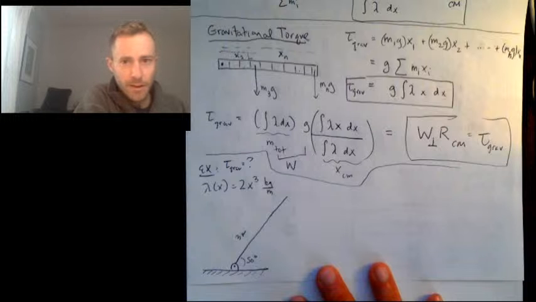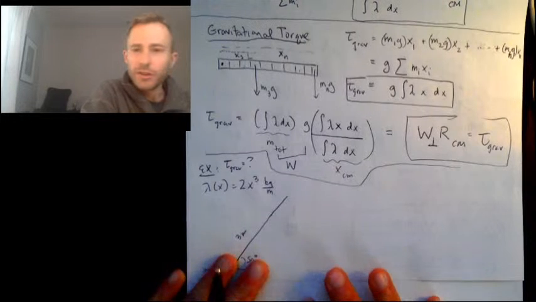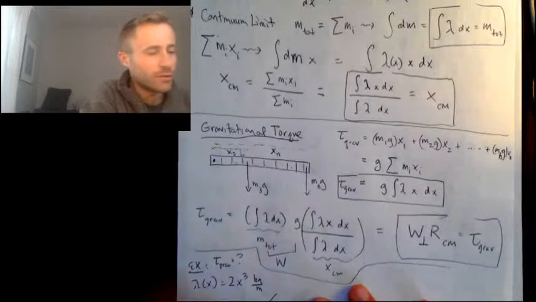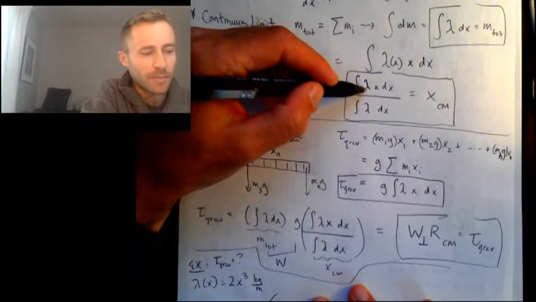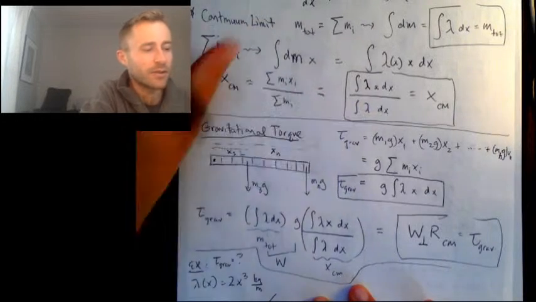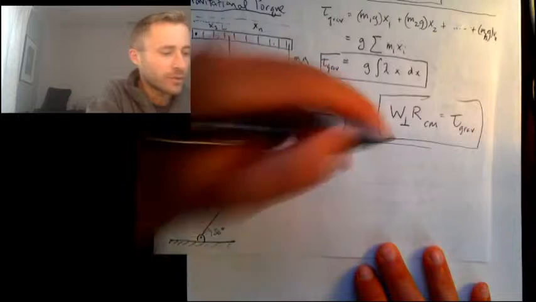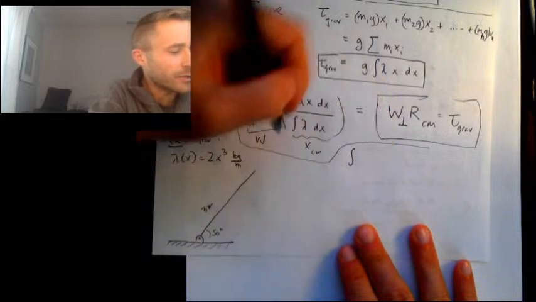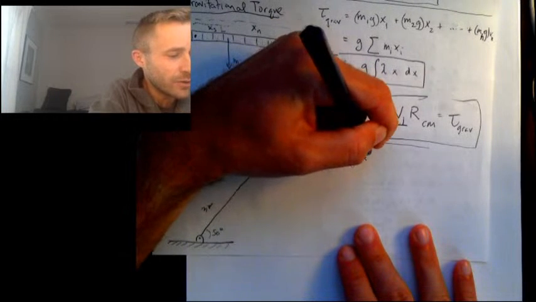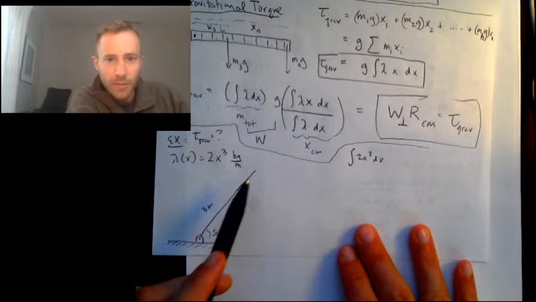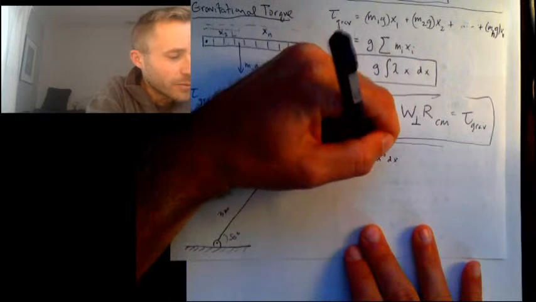To calculate the gravitational torque, I basically need to do two integrals: the integral of lambda times x dx and the integral of lambda dx. So let me do both. The integral of lambda dx is the integral of 2x cubed dx, and I know it's a 3 meter long beam, so I'm going to integrate from 0 to 3.